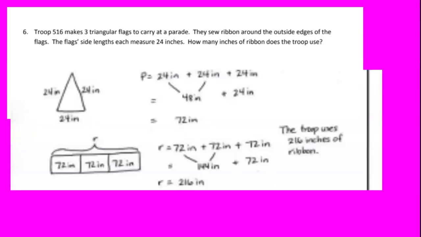24, 24, 24, you would add those. 24 plus 24 plus 24 equals 72. And you know there are three flags, so you would add 72 plus 72 plus 72 to get a grand total of 216 inches of ribbon they will use on their flags.